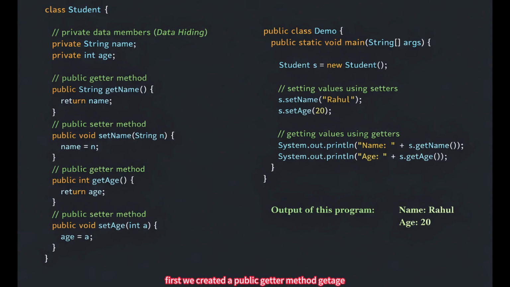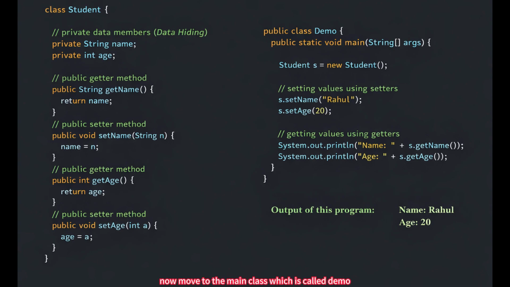First, we created a public getter method getAge: public int getAge, return age. This method returns the value of the private variable age. Then we created a public setter method setAge: public void setAge, int a, age is equal to a. This method accepts an integer value in parameter variable a. Then sets this a variable value to the private variable age using age is equal to a. So again, a is the value coming from outside. Age is the actual private variable.